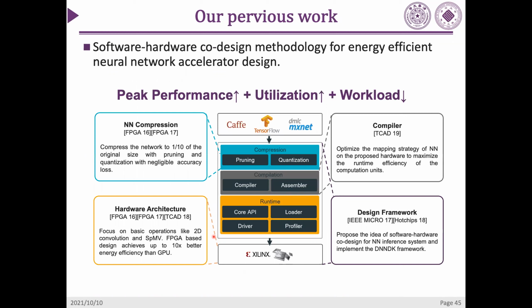For our previous work, we tried to improve the peak performance, improve the utilization, and lower the workload. We designed the whole flow from Caffe or TensorFlow or other network descriptors into compression, compilation, runtime, and the architecture design, and put the instructions onto the architecture we designed. These are some typical papers, and I will not go inside. If you are interested, you can read these papers.